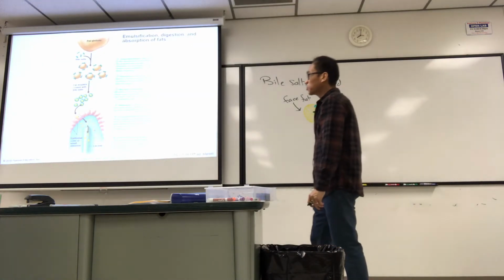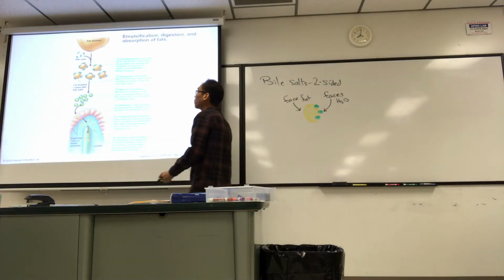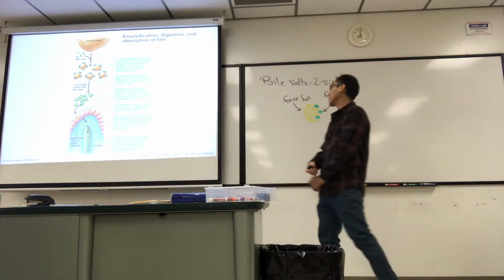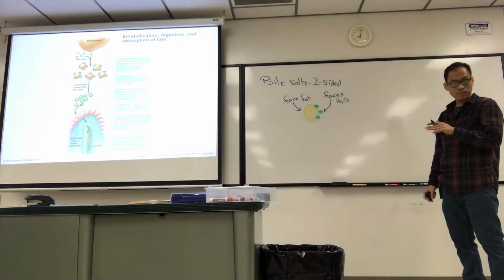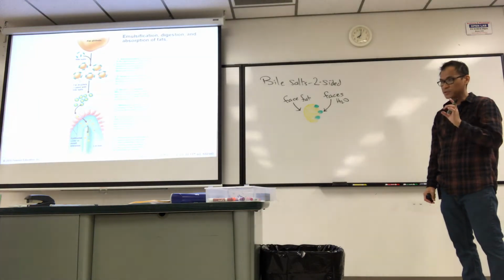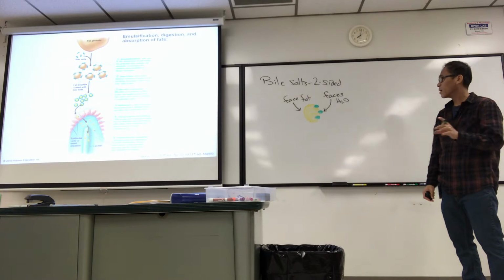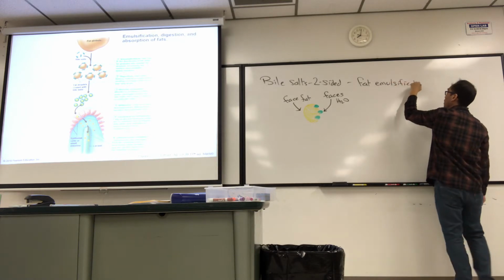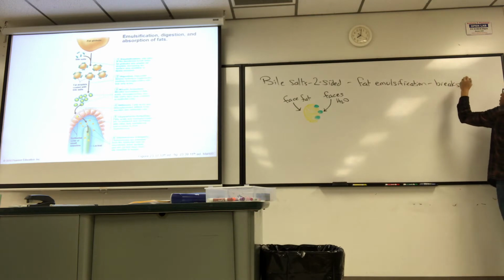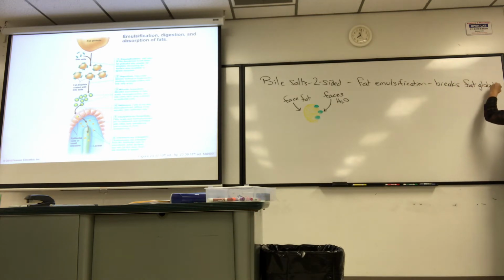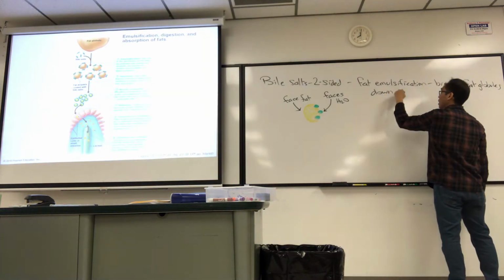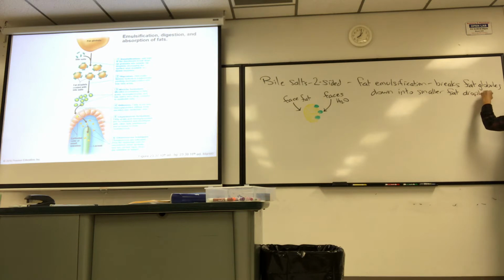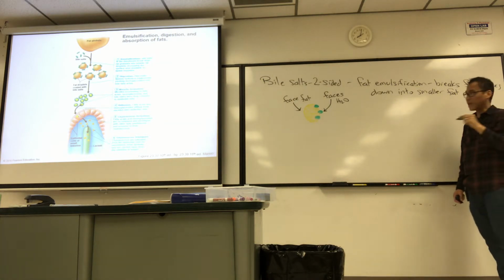And this slide shows a better picture of that. If you look at the top, that large fat globule has been broken down into smaller fat globules, little fat droplets surrounded by the bile salts. And what you're doing, by breaking the fat down into smaller and smaller droplets, is exposing more triglycerides to lipase activity. Fat emulsification breaks fat globules into smaller fat droplets. So you expose more triglycerides to lipase activity.